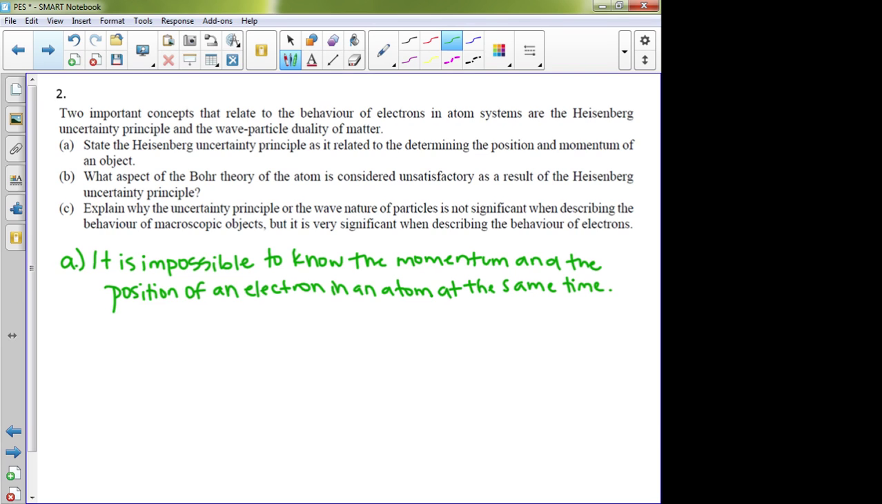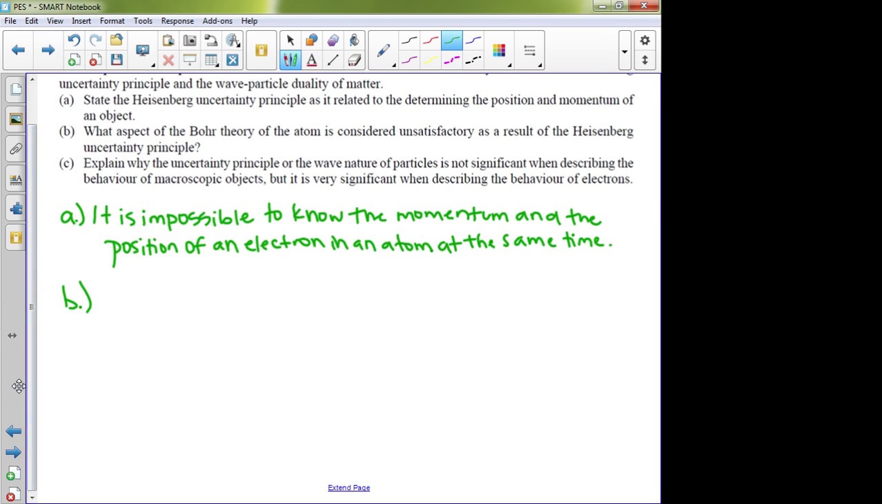B says what aspect of the Bohr theory of the atom is considered unsatisfactory as a result of the Heisenberg uncertainty principle. And we didn't talk about this a lot, so I'll just go ahead and tell you that. The Bohr theory said that the electron in a hydrogen atom traveled in a fixed orbit with a fixed momentum.